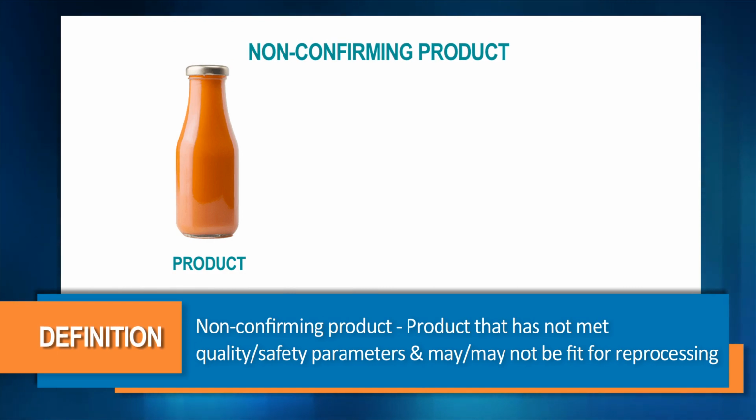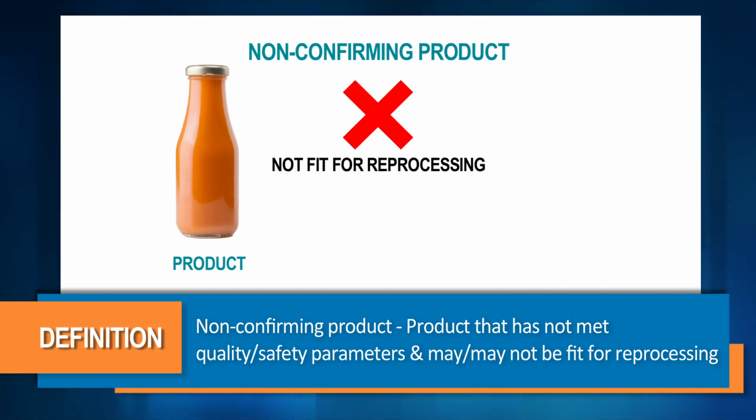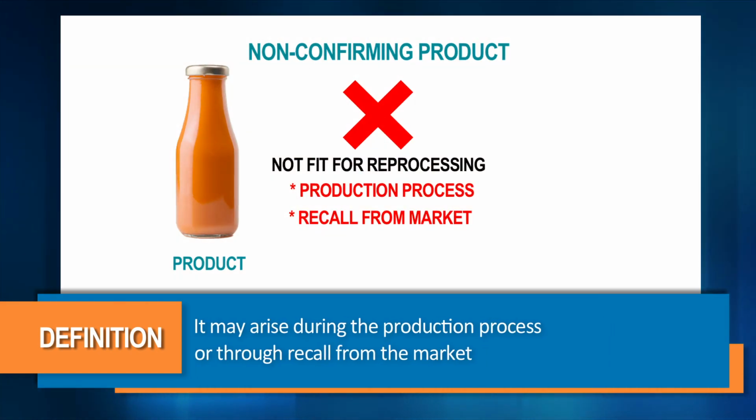Non-conforming product is a product that has also not met the requisite quality and safety parameters, and it may or may not be fit for reprocessing. It may arise during the production process or through recall from the market.